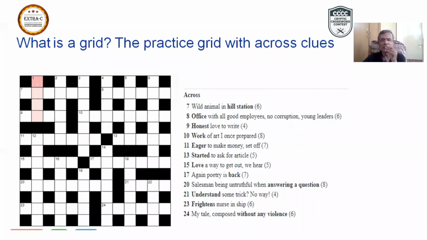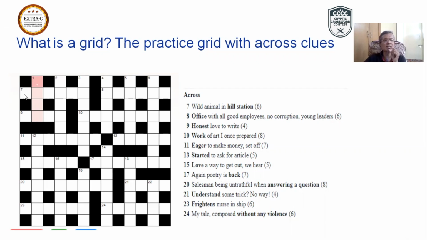So, before understanding cryptic crosswords, let us understand what is a grid where we solve the cryptic crosswords. Because as you would know, the practice grid which you are all attempting is something that looks like this. A grid is typically a 13 by 13 or a 15 by 15 square on which you have white and black squares.